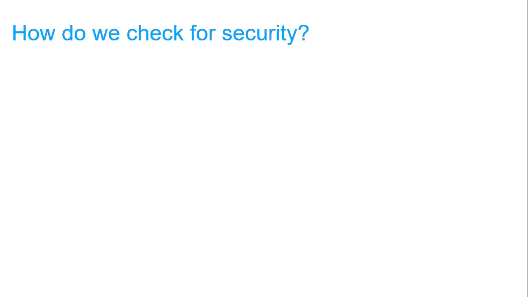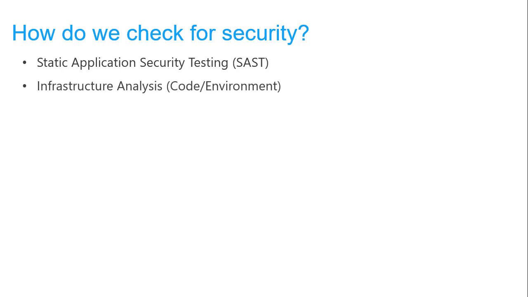So how do we check for security? The first is by using static application security testing. These tools will scan the code, either the code under development, our source code, or the third-party libraries or open source libraries that we are using. And of course, this will check for vulnerabilities, open source library licenses and vulnerabilities, outdated and deprecated libraries as well, and so on. The second is infrastructure analysis.